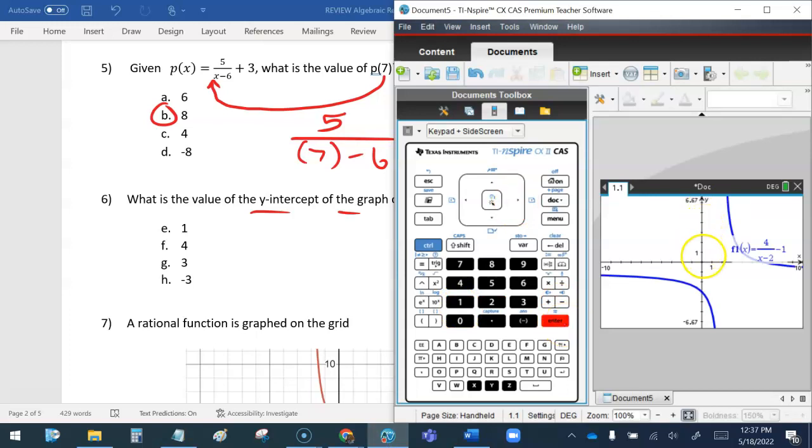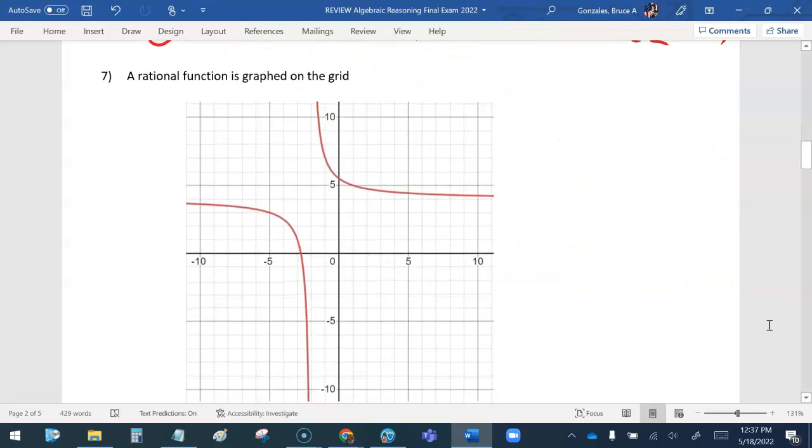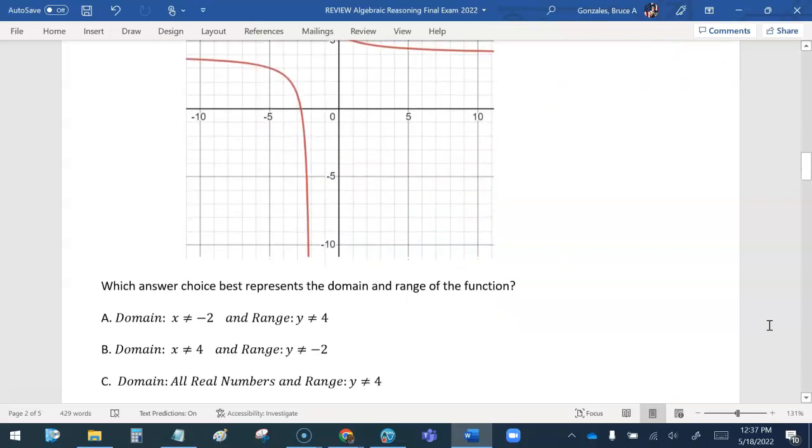Now where does it hit the y-axis? Right around here. So if I hit menu 5, 1 to trace it, it actually pops up immediately. You can go left and go back to it. It'll say y-intercept 0, negative 3. The y-intercept is 0, negative 3. So I get negative 3, letter H. Cool.